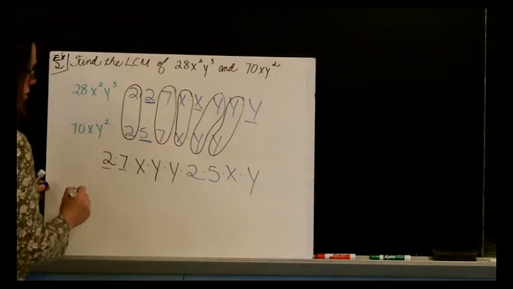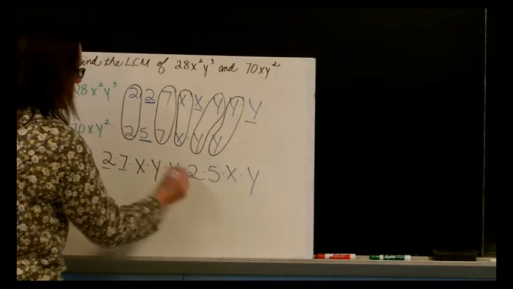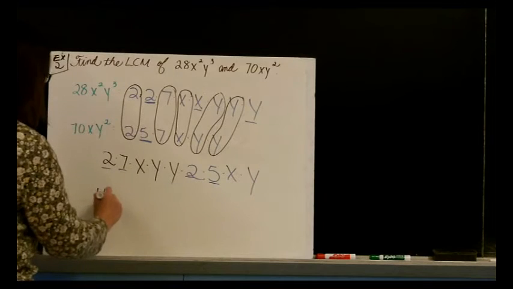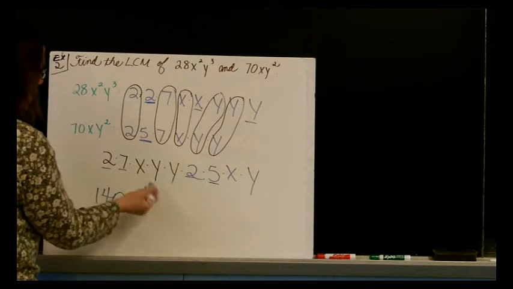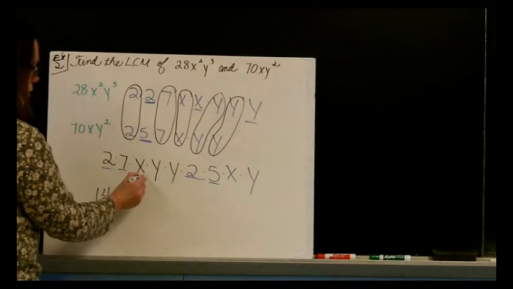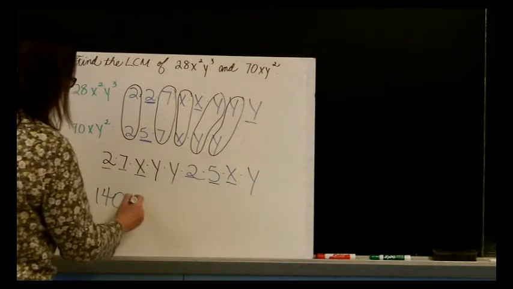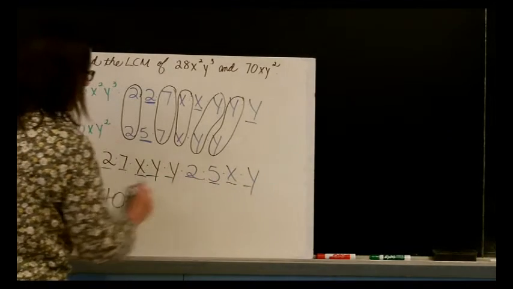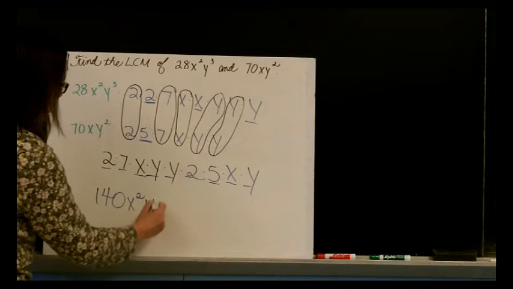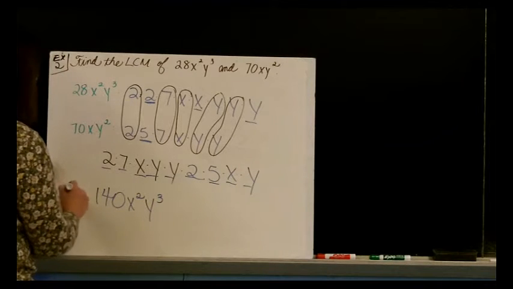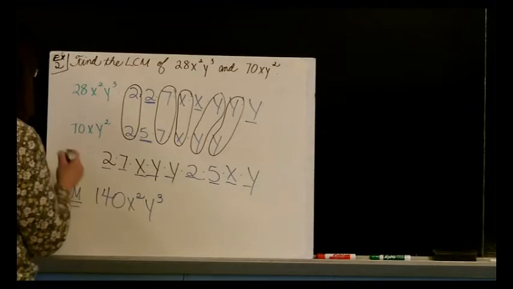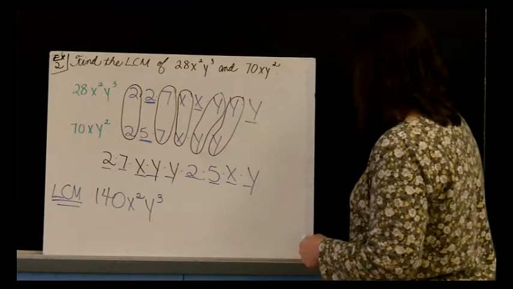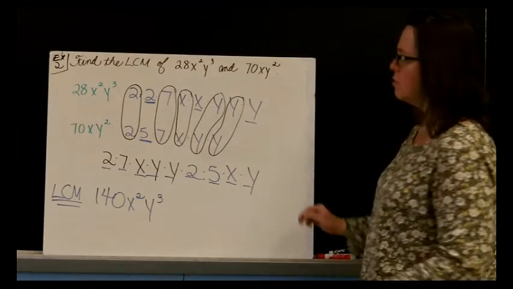2 times 7 is 14. 14 times 2 is 28. And 28 times 5 is 140. Now we'll move on to our variable terms. Remember, those are in alphabetical order. X times x is x to the second power. And we have our 3 y's that when we multiply them, make y to the third power, making our least common multiple of the monomials that we have here, 140 x squared y to the third power.